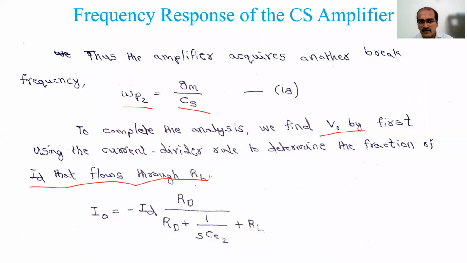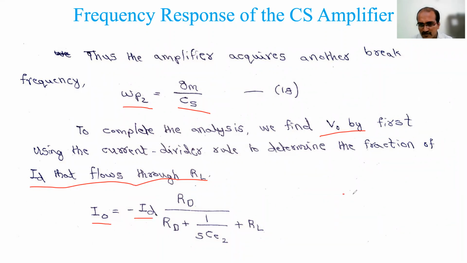We'll use the current divider rule to find out how much drain current is flowing through the load resistance RL. That current is I0. In the figure it is there, I0, which is flowing through the RL. Which is nothing but the opposite branch current. What is that opposite branch current? ID, which is flowing in the opposite direction. That's why minus ID, which is not flowing in the same direction as I0.